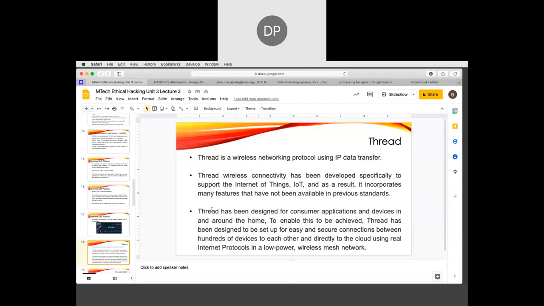Thread has been designed for consumer applications and devices in and around the home. To enable this, Thread has been designed for easy and secure connection between hundreds of devices to each other and directly to the cloud, using real Internet Protocol in a low power wireless mesh network.